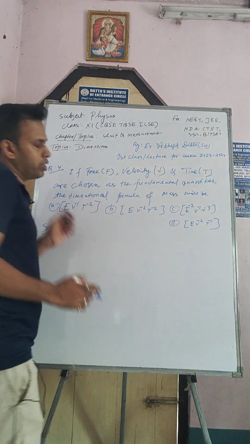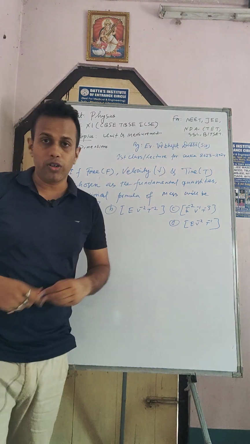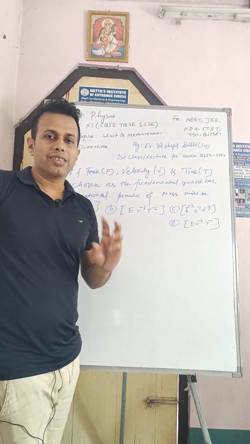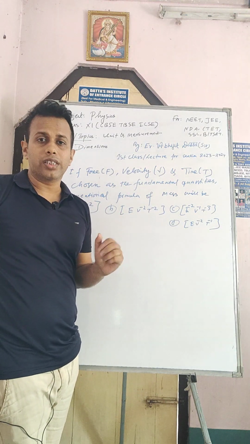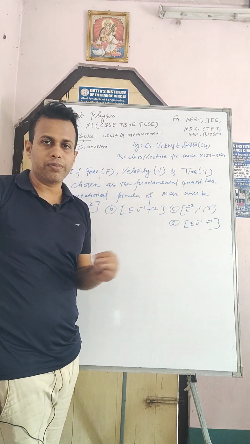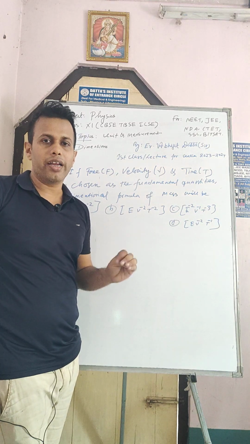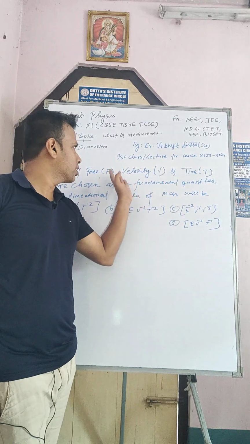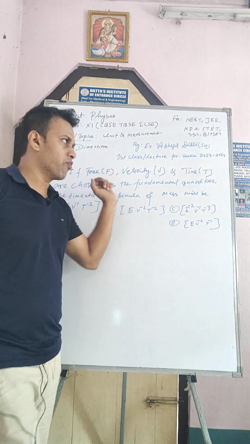So we know, sir, force is a derived quantity, time is fundamental, and velocity is also a derived quantity. Yes, there are 7 fundamental quantities that we already learned from the beginning of the class: mass, length, time, current, temperature, amount of substance, luminous intensity. But here they mention force as fundamental.